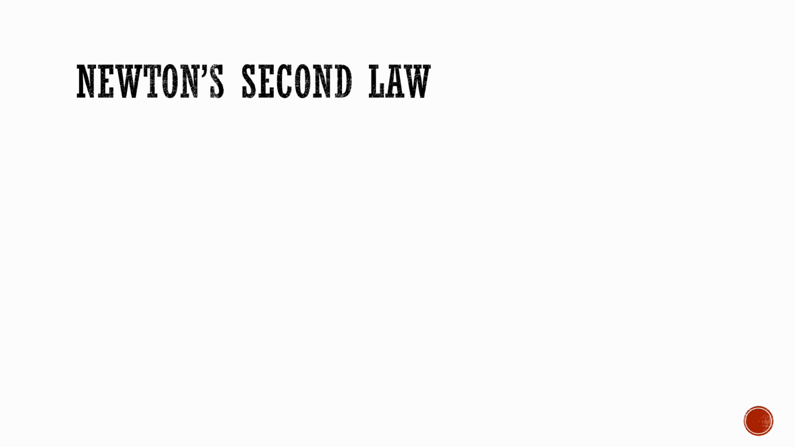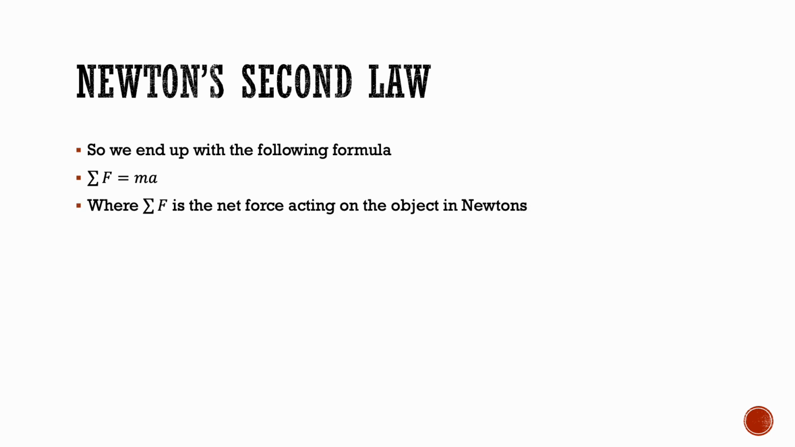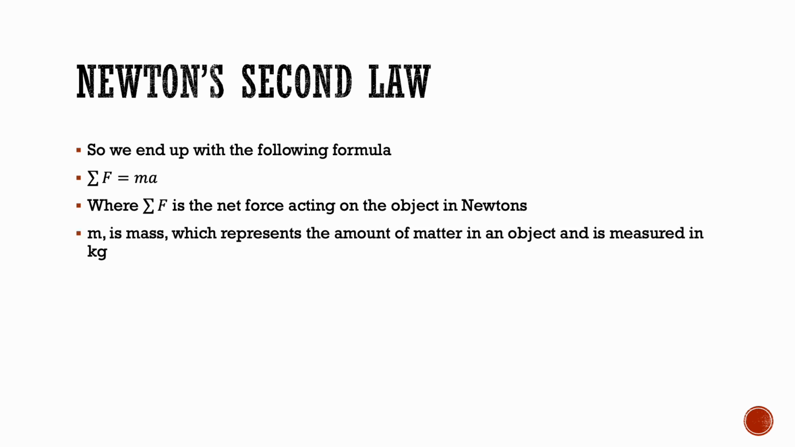Now, based off of what is on that previous page, we end up with the following formula. Sum of forces is equal to mass times acceleration, where sum of forces is a net force acting on our object in newtons, or our unbalanced force. M is our mass, which represents the amount of matter in an object and is measured in kilograms. And A is our acceleration and is measured in meters per second squared.